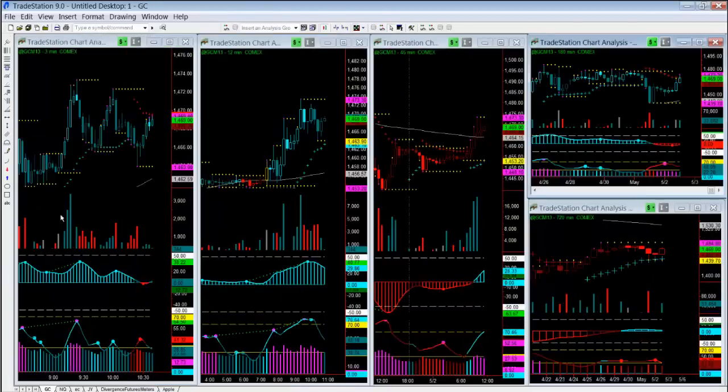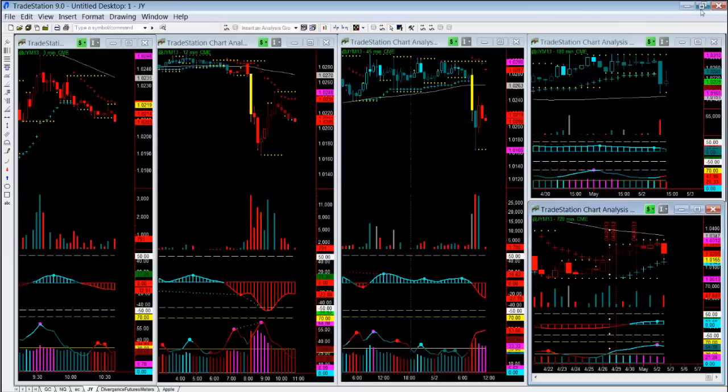And what are we doing on gold? Gold, you have no divergence over here on the 45 minutes. So I would not be taking a trade off of this ATR with no divergence over here on the 45 minute. To me, that's suicide. What about the Japanese yen?